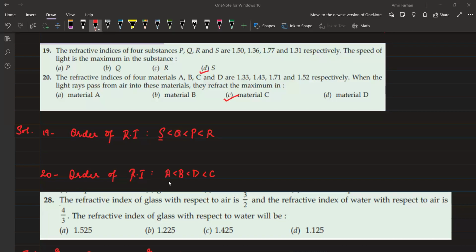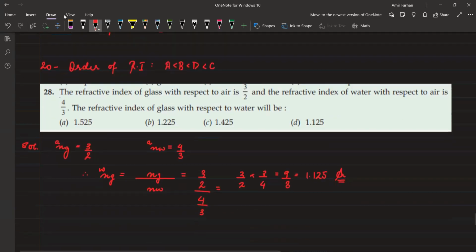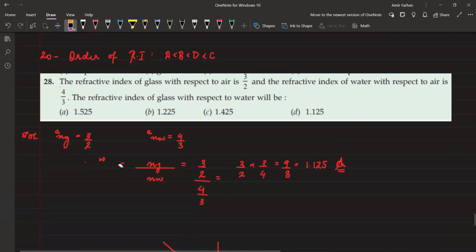Junaid, what's your answer? Okay, Junaid, so let's solve it together. No problem. Look at the question.